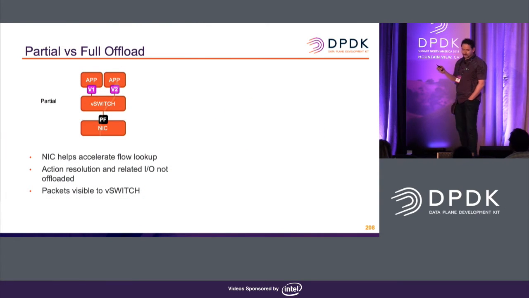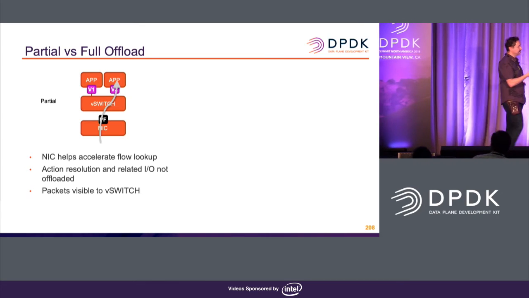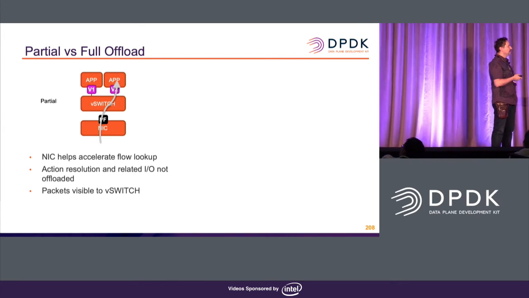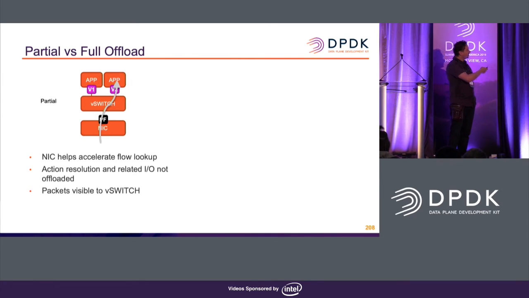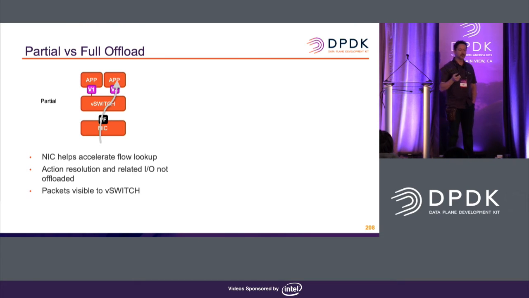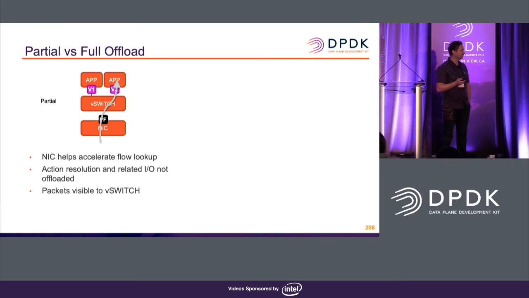Okay, so I talked about the partial offload, so here's a good pictorial view of that. You would be basically using the NIC to help you accelerate the flow lookup. You're still responsible, you being the vSwitch software here, for the action resolution and then related I/O. Say, for example, if you're trying to move that packet all the way from the physical function to the virtual port of that application endpoint, it could be a VM, container, whatever, then you're responsible for driving that as part of your software. But the good thing is you can see the packets. I mean, you can still look at the packets, count them, do whatever you want to, statistics-wise.